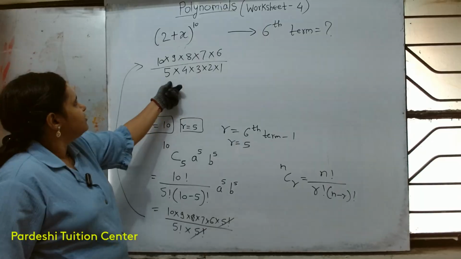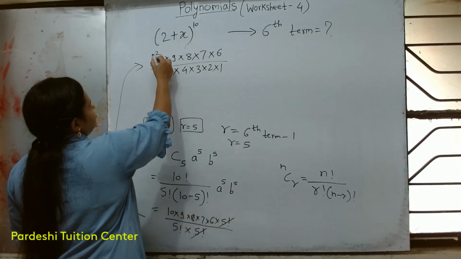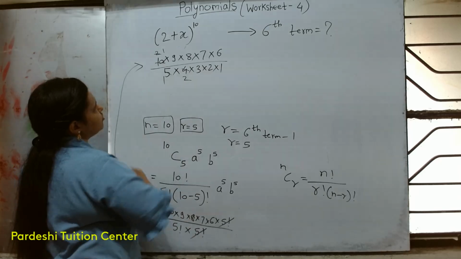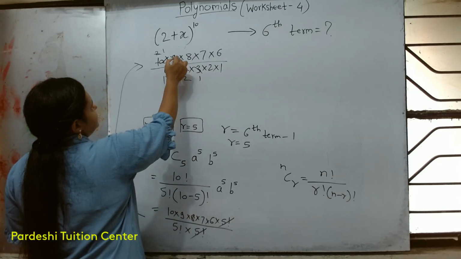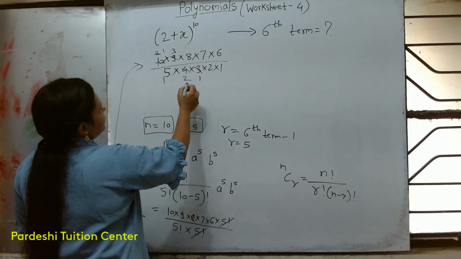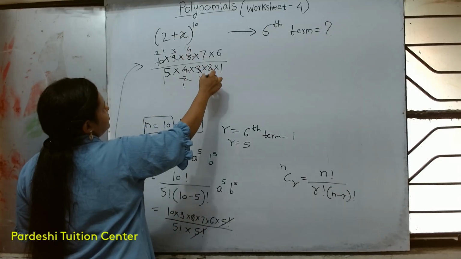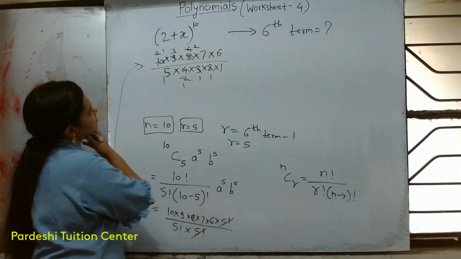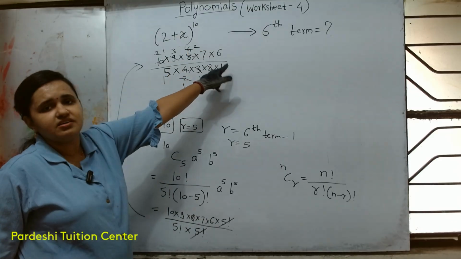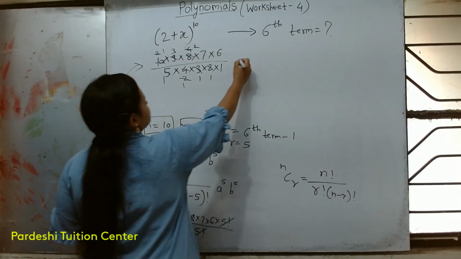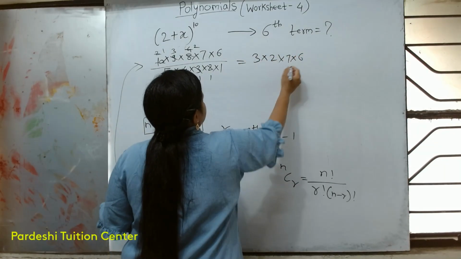Now we can cut: 5 ones are 5, 5 twos are, now 2 ones are 2, 2 twos are 4, and 3 ones are 3, 3 threes are 9, again 2 ones are 2, 2 fours are 8, 2 ones are 2, 2 twos are 4. Now what is remaining? 3 twos are 6, 6 6 are, now 7 is also remaining. So what is remaining? 3 into 2 into 7 into 6.